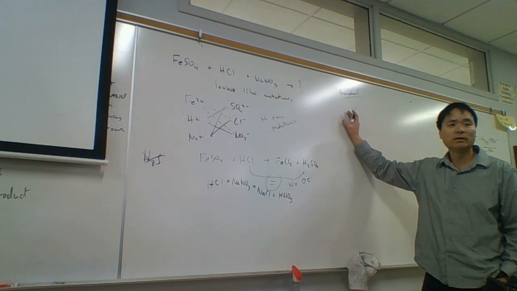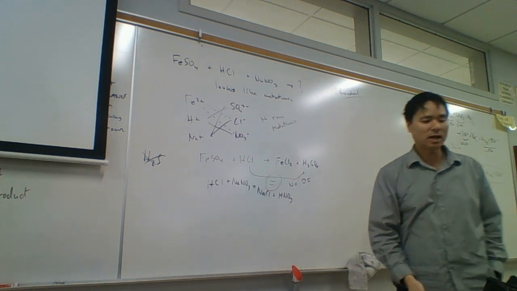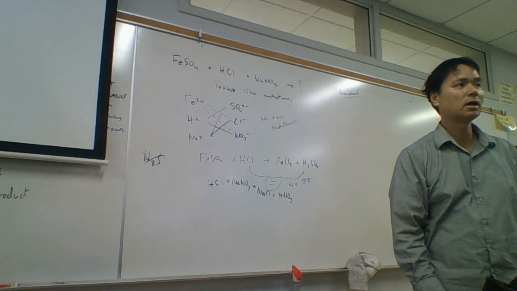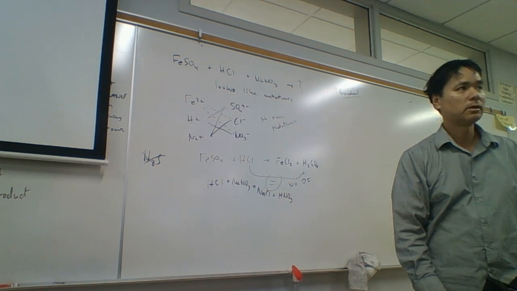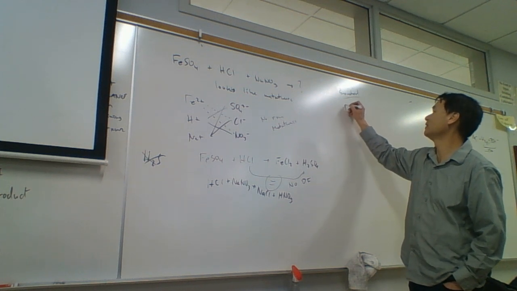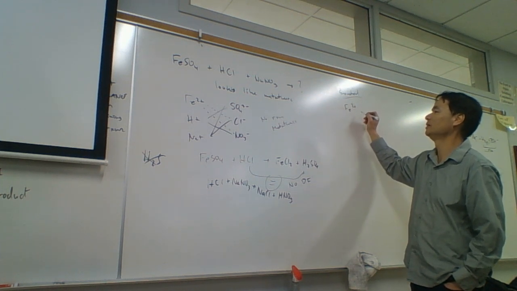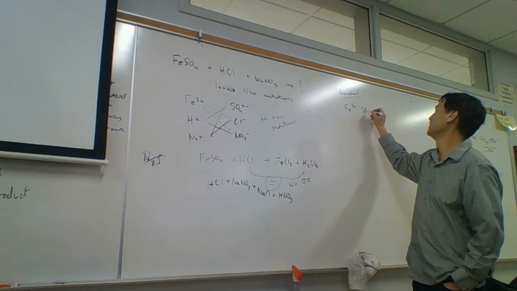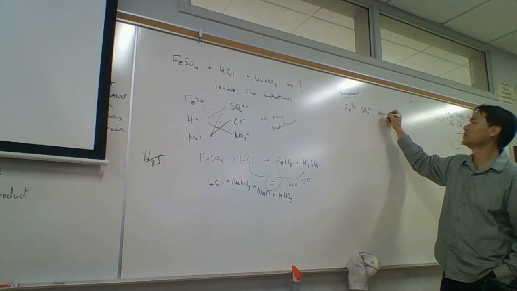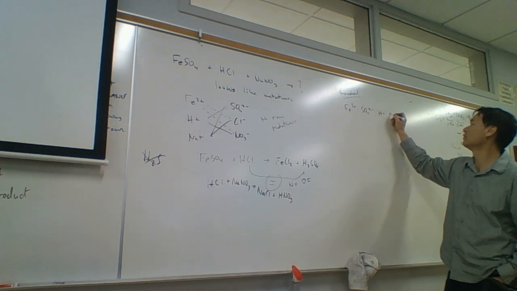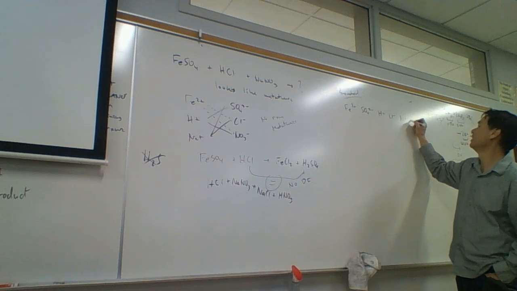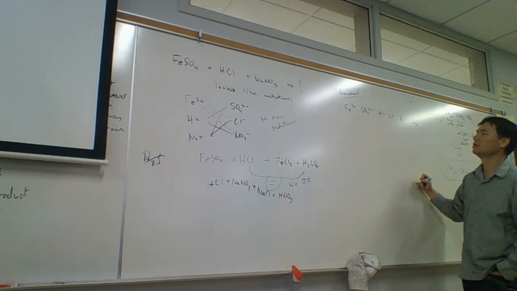Somebody asked me, 7 steps? It's a lot of steps, but I'm going to try to combine those steps so it's not as many. The first step is to inventory. So what do I have? I have iron 2, I have sulfate, I have H+, I have chloride, I have sodium ions, nitrate ions, and what else? And water.